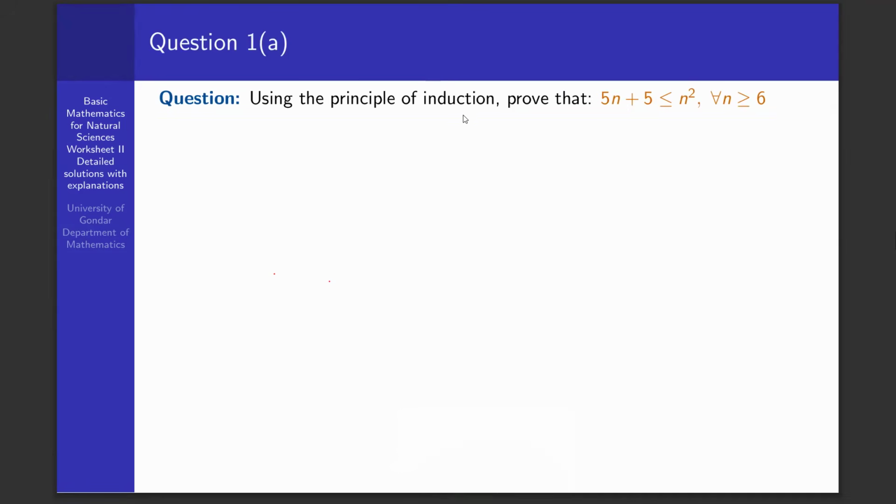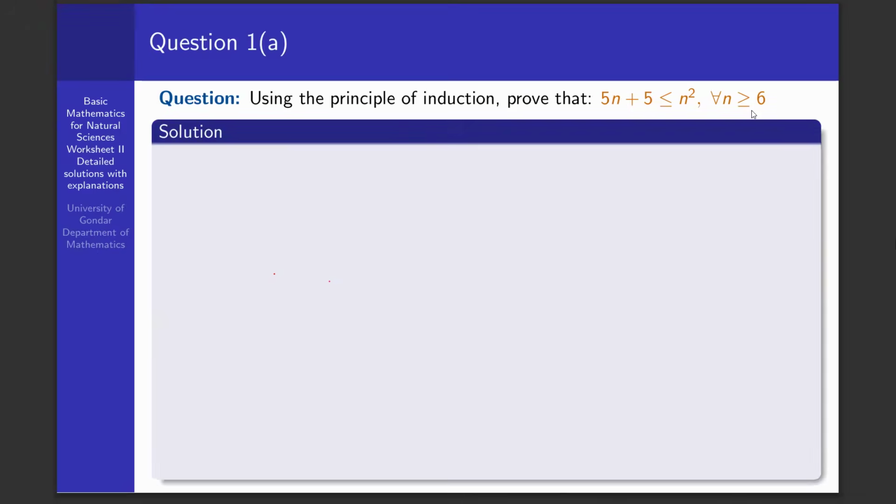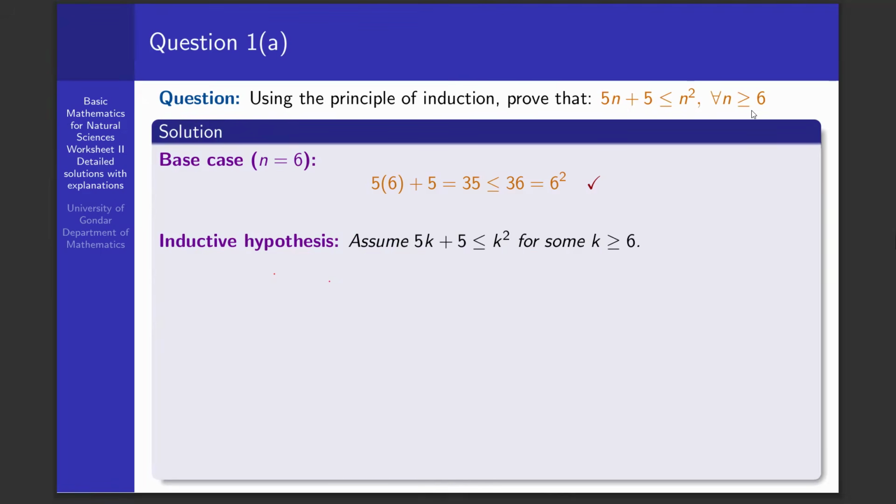Using a principle of mathematical induction, we are asked to prove 5n plus 5 is less than or equal to n square for every n greater than or equal to 6. So in order to prove such a theorem or statement by using a principle of mathematical induction, we have three steps: the base case, the inductive hypothesis, and the last one is the inductive step.